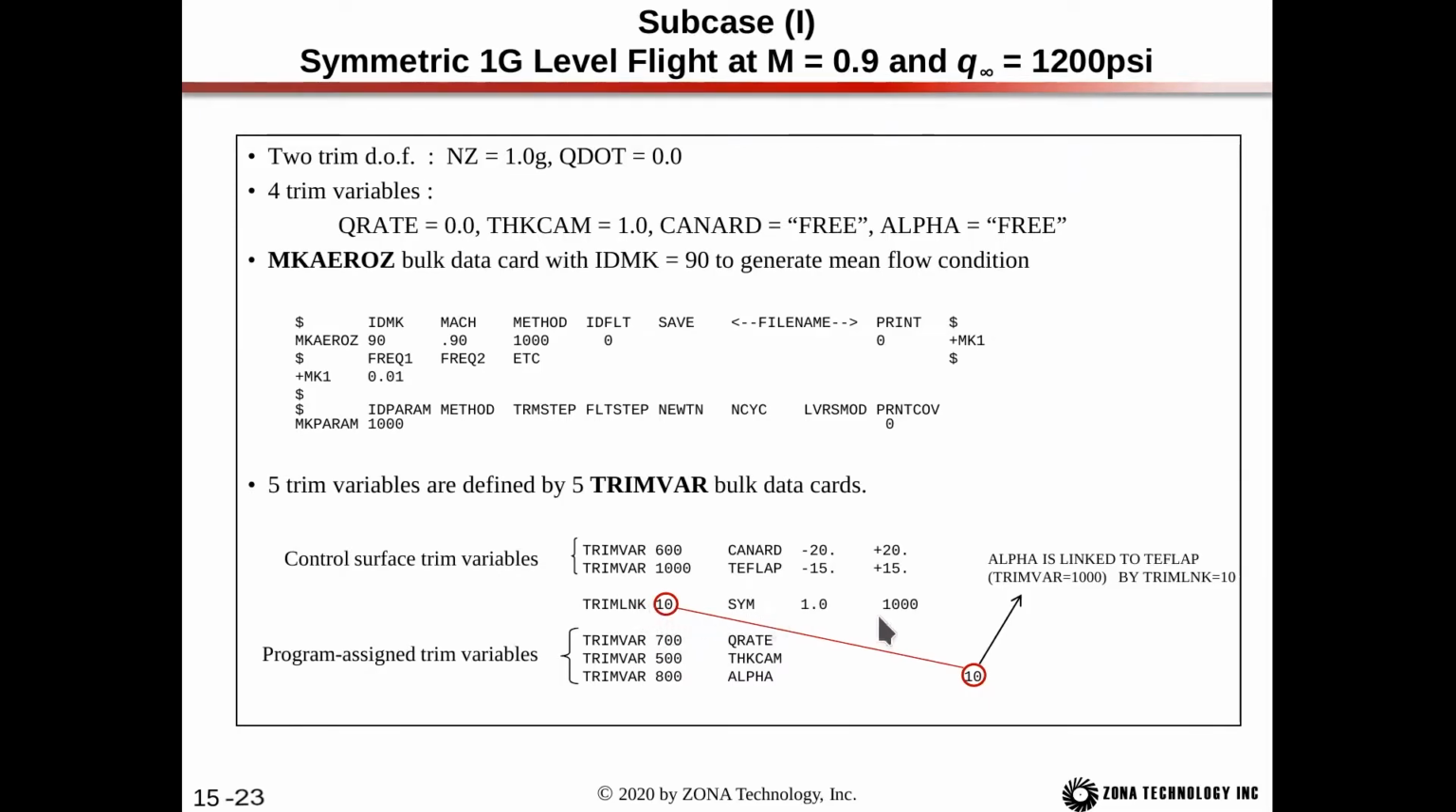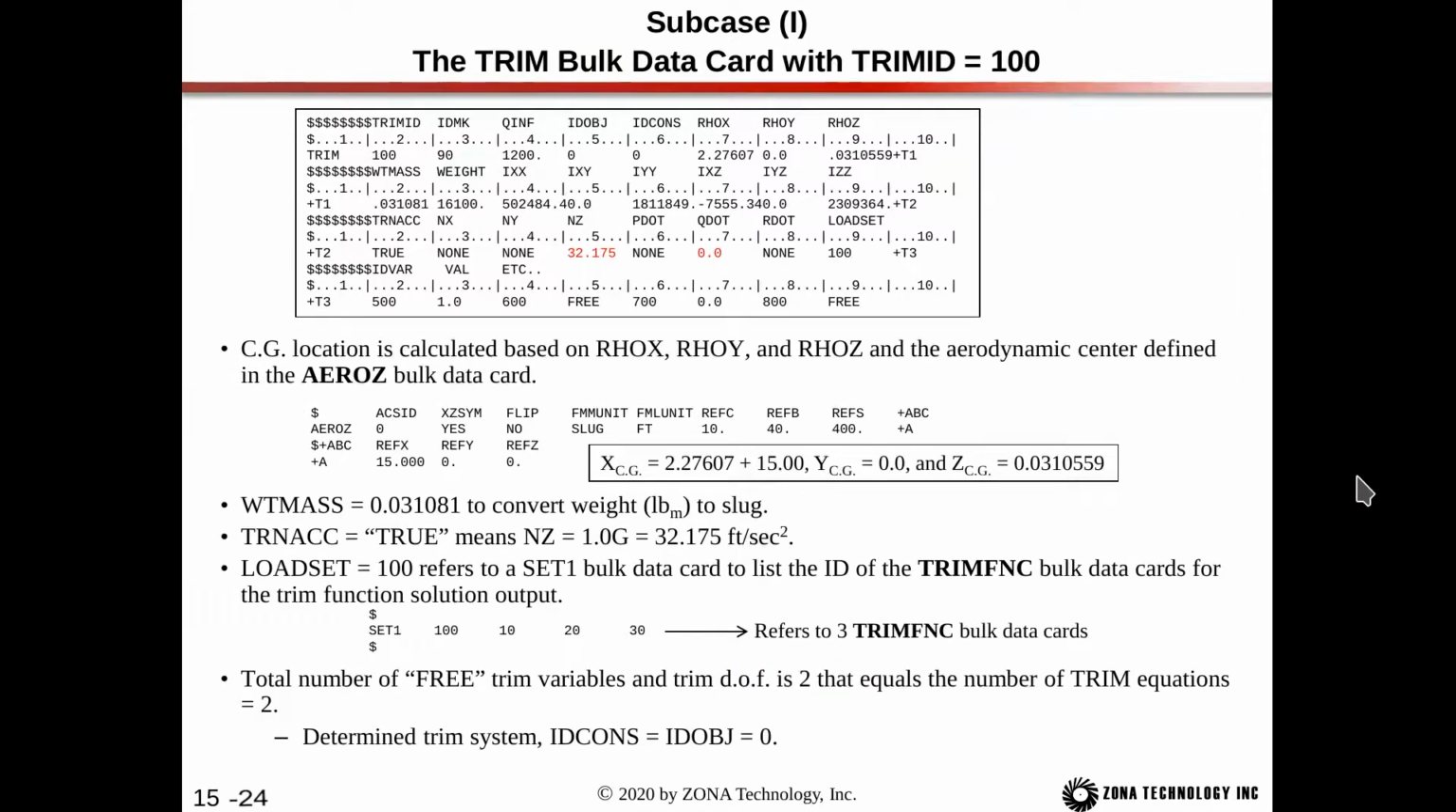So this trim link refers to the trailing edge flap, and then the alpha refers to the trim link here. So our program assigned trim variables are Q rate, thick cam, and alpha. What we're doing here is scheduling the trailing edge flap based on alpha. So if we're at alpha of 1 degree, then our trailing edge flap will deflect by 1 degree. And then this is our trim card.